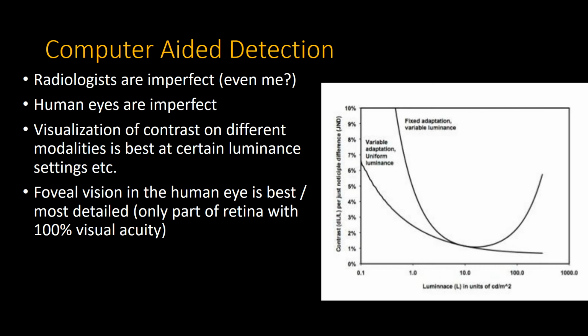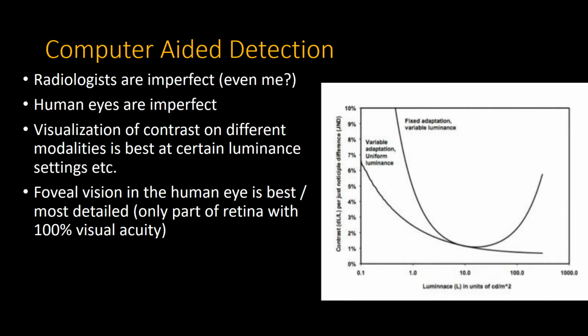All right, moving on to the next topic of this potpourri of random stuff, computer-aided detection. So radiologists, other than me, of course, are imperfect. Human eyes are imperfect, and the visualization of contrast on different modalities at a certain luminance setting may be imperfect just inherently. All of that has led to work on computer-aided detection, where we can use computers to try and make us better at our job. Foveal vision. If you go back to the fovea from human anatomy, within your eye is our best and most detailed vision, but it's the only part of the retina that actually has what we consider 100% visual acuity for humans.